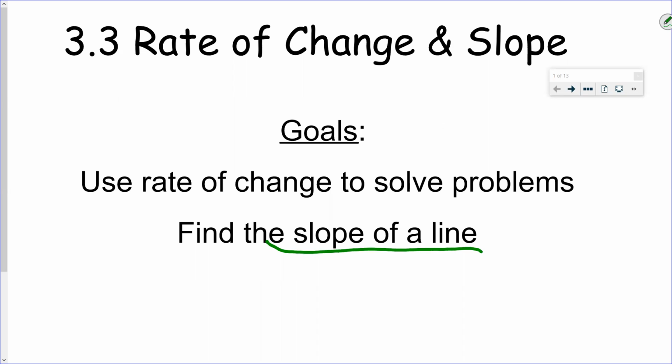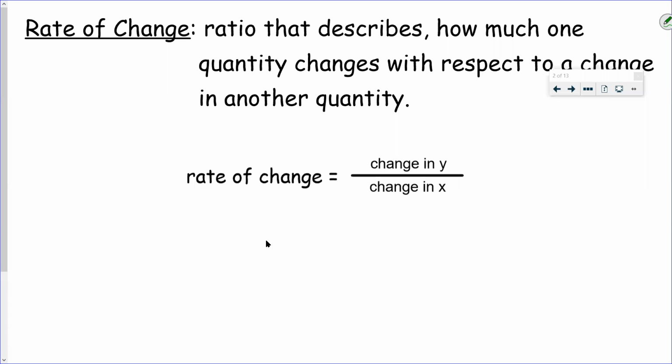We're going to start getting into graphing. Graphing is a lot of fun. It's like drawing pictures, math style. So let's first talk about what rate of change is.